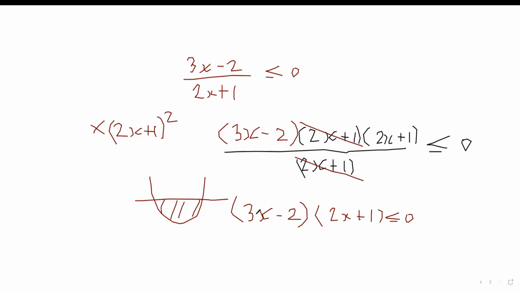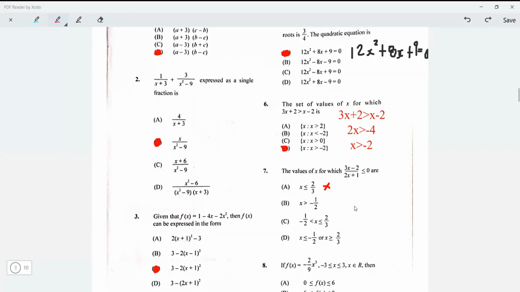Now right here, this has to be when x is 2 over 3, and this has to be when x is minus a half. And then the solution we want is in between here. So that means that x is going to be bigger than or equal to minus a half, but at the same time, x is going to be less than or equal to 2 over 3. All right, and that's it. So x is less than or equal to 2 over 3, but bigger than or equal to minus a half.